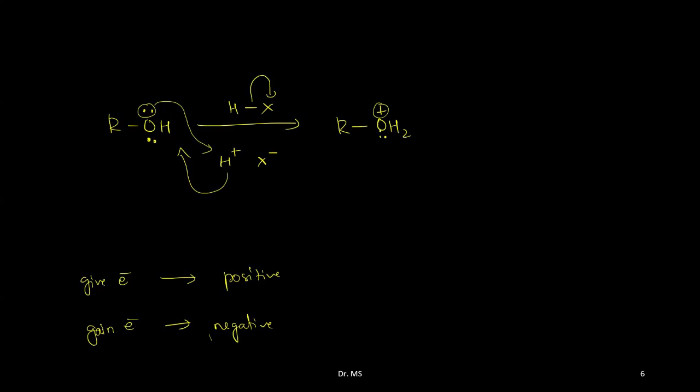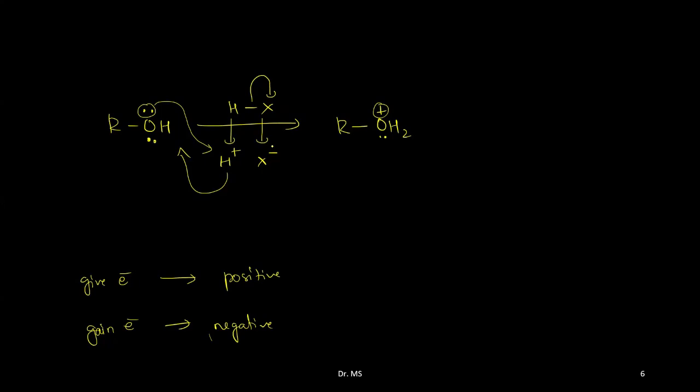So here the O has given an electron to the hydrogen, so it turned out to be positive. And the same way here, whatever electrons were between the hydrogen and halogen, the halogen has taken. So it turned out negative because it has taken, and the other one has given, so it turned out positive.